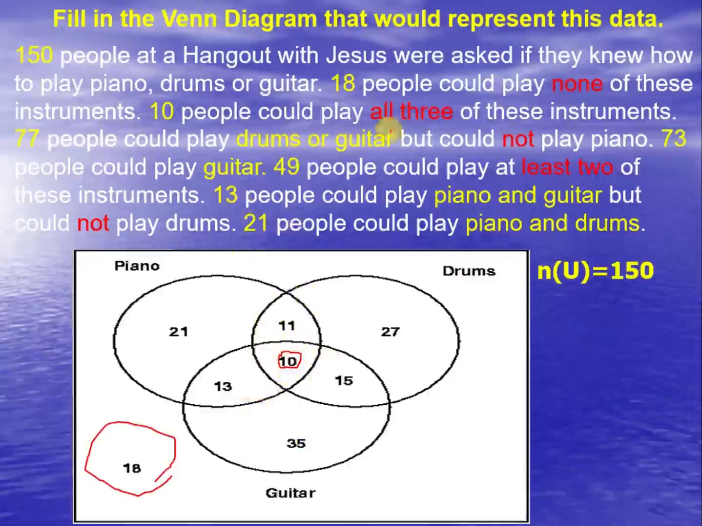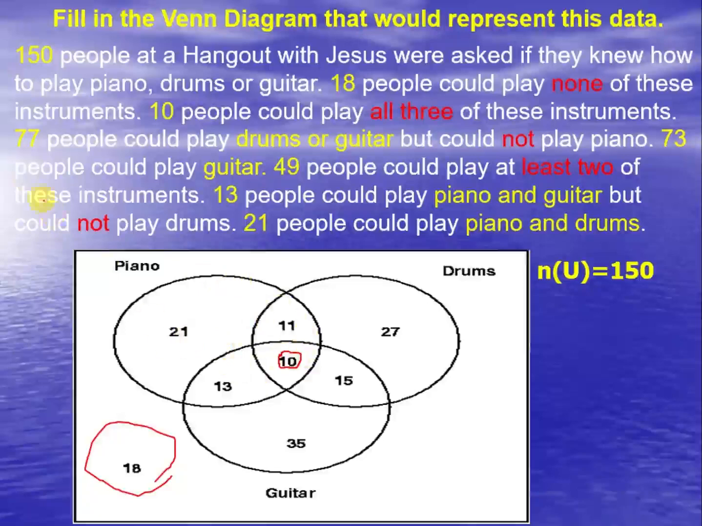Now, 77 could play drums or guitar, but could not play piano. So we have drums, we have guitar, but they can't play piano. So we rule out the whole of piano. They can't play piano, so just rule it out. Okay?